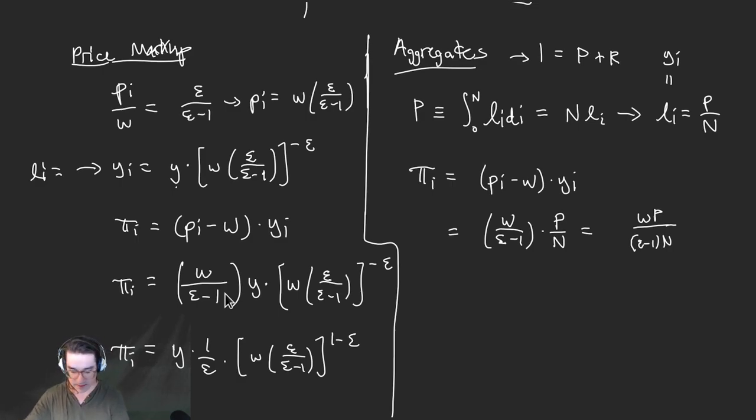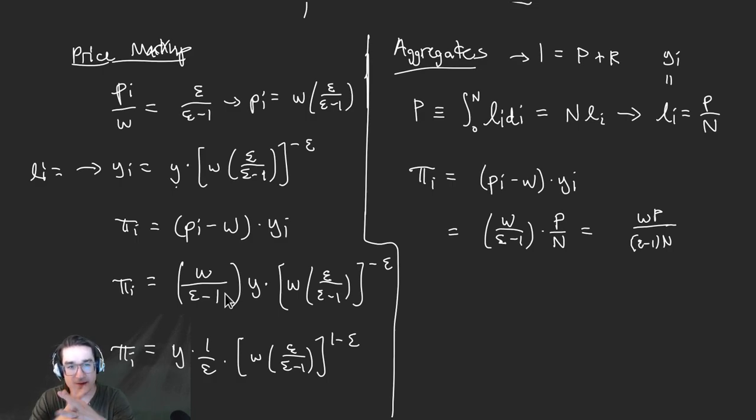Now, what does this all mean? First of all, why is this useful? This is simpler than the thing on the left. But it still depends on W. It doesn't depend on y, because we incorporated aggregates, so it eliminates some dependence. W is still kind of floating around, and even P, we don't know what that is.